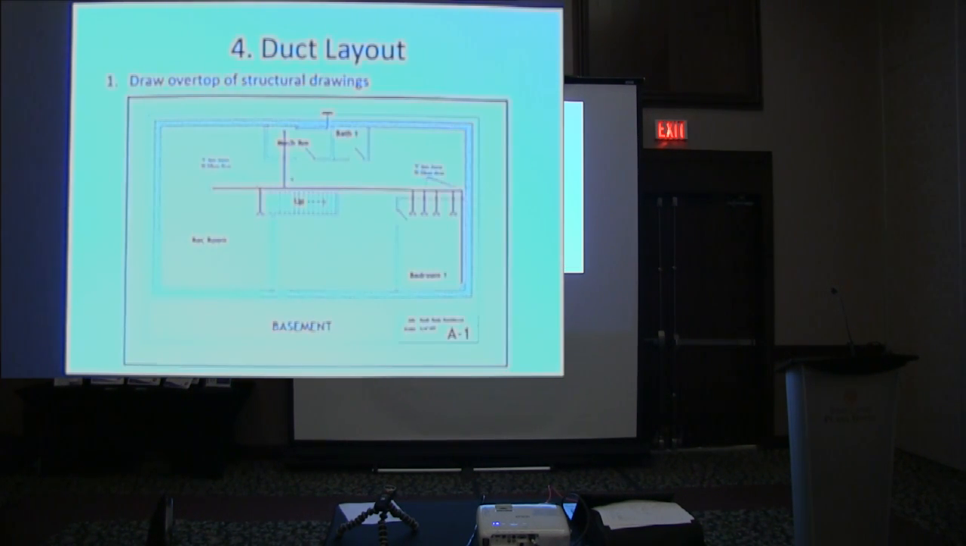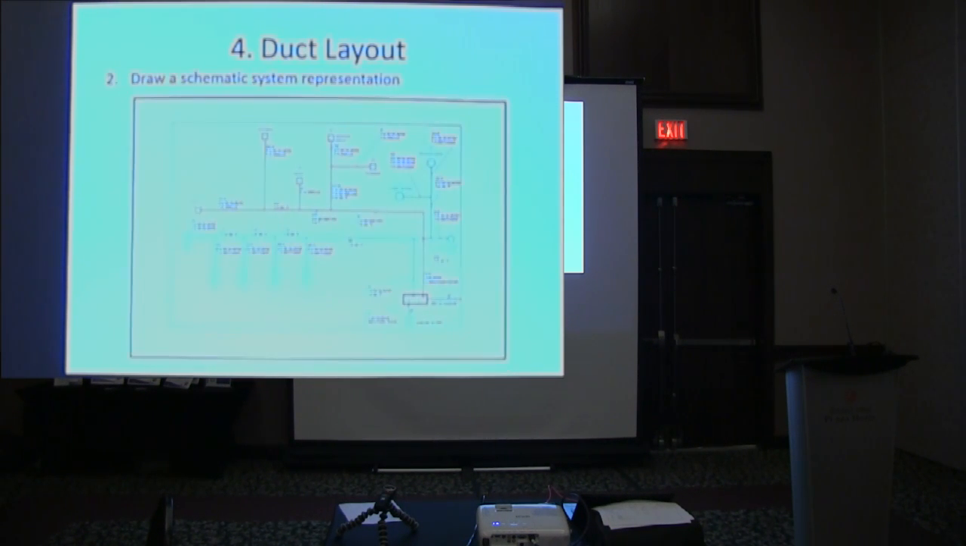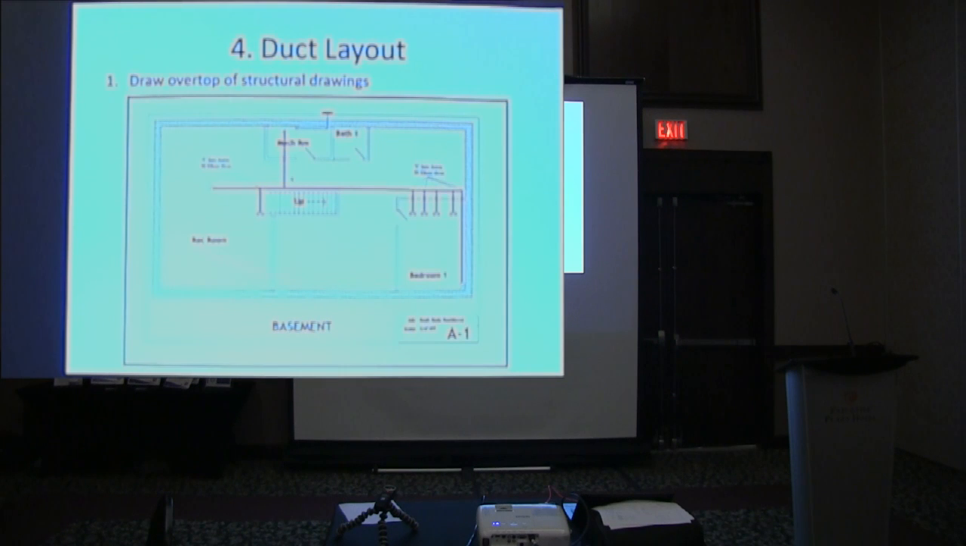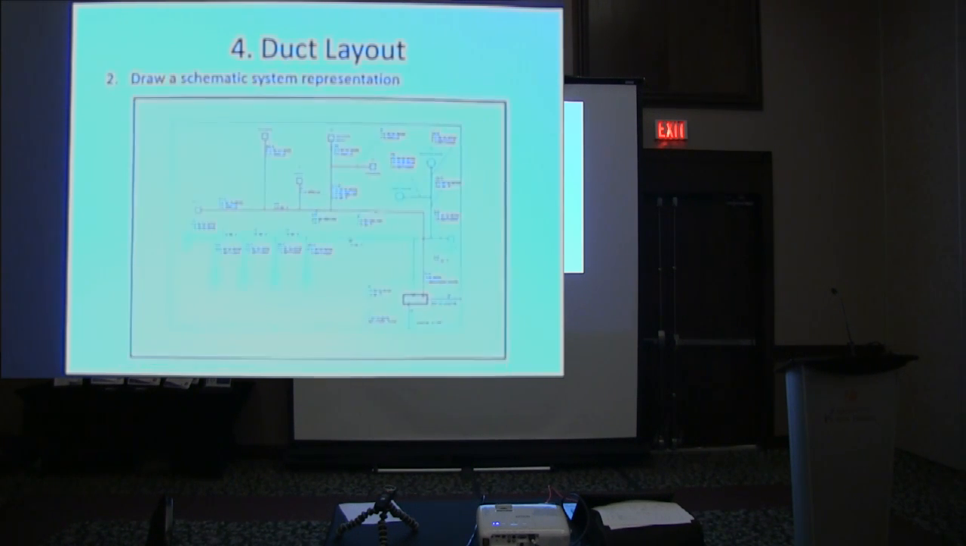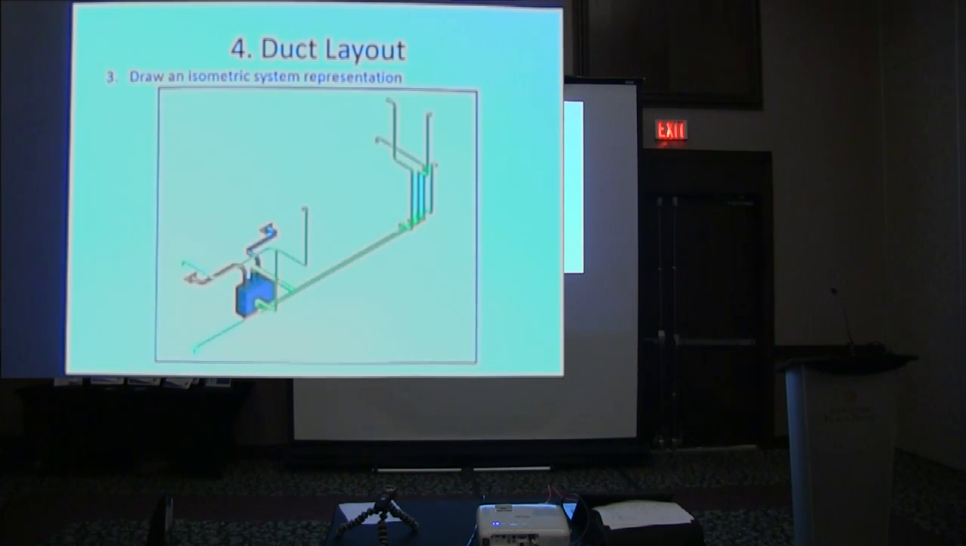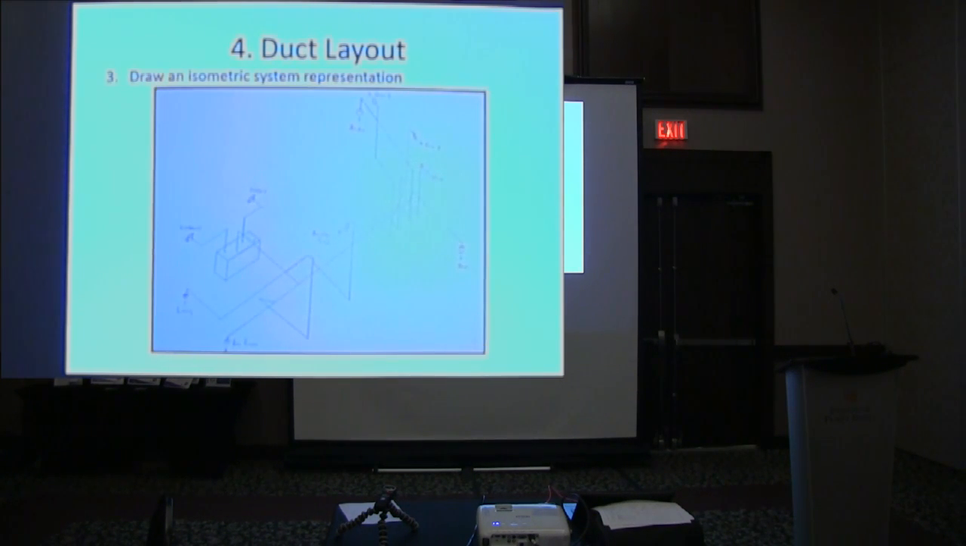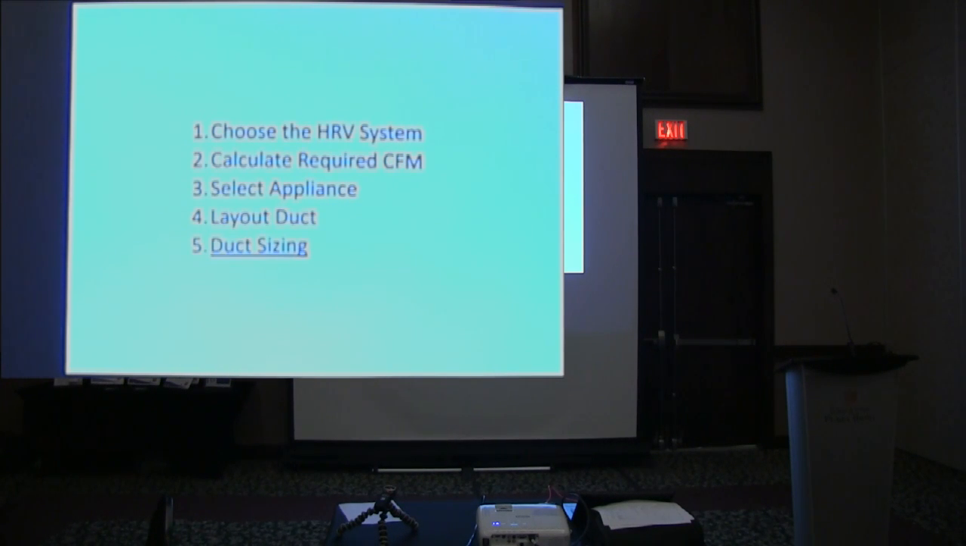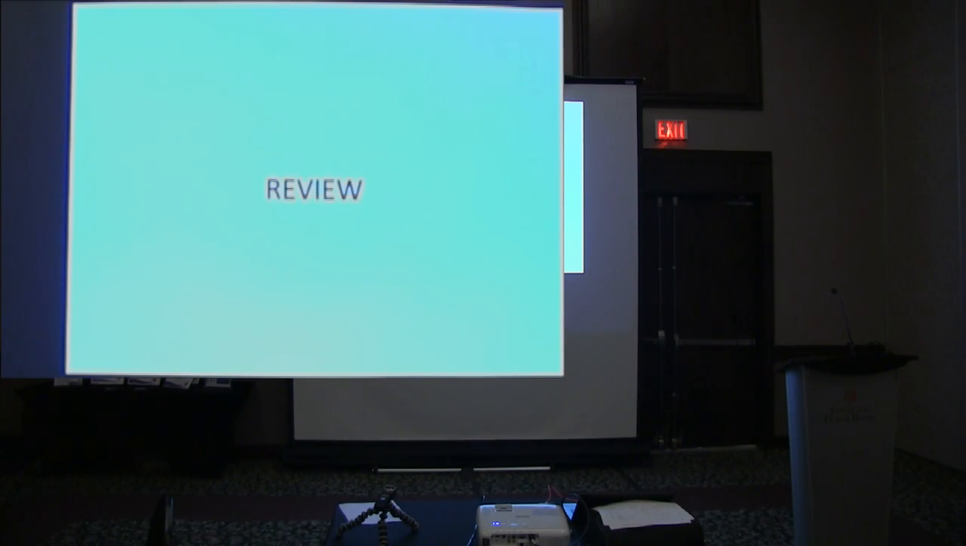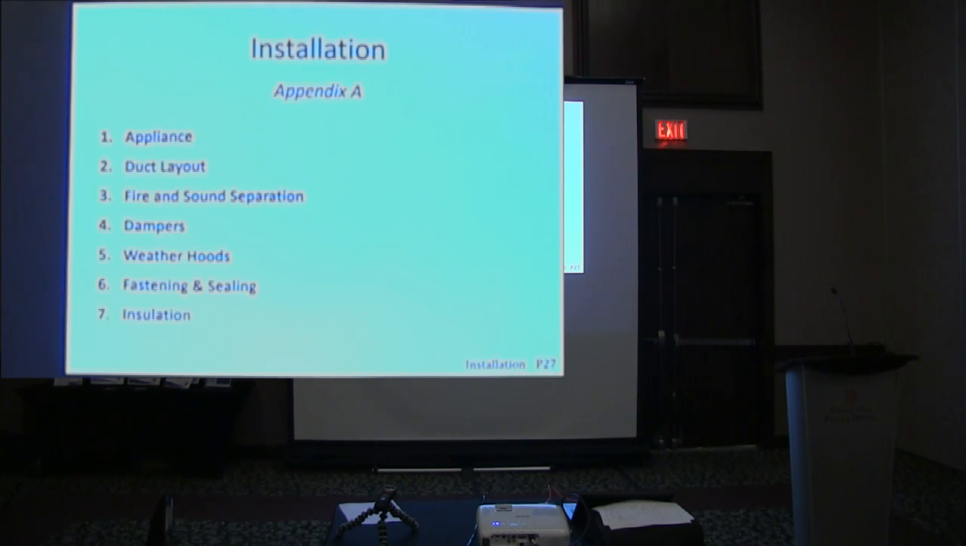Laying out the duct, we go through a few different methods you can use to represent the duct system. This will be just over top of actual structural drawings here. You can do a schematic, or you can try to mimic what will be going on in the duct system by drawing a nice little isometric sketch. And then duct sizing. And then we review the whole section, and then we've got installation here.